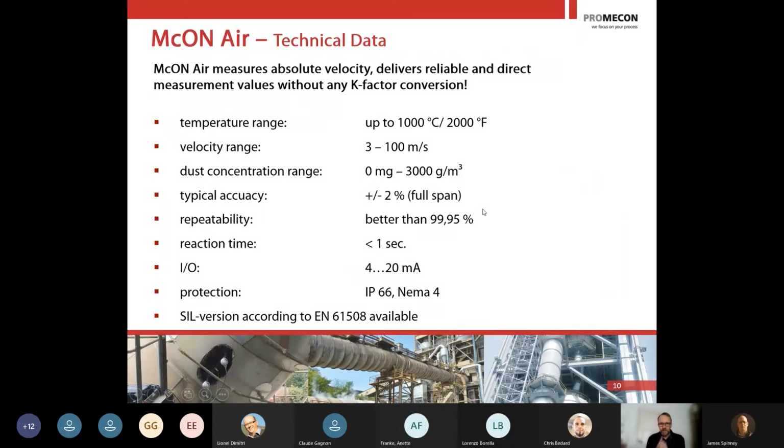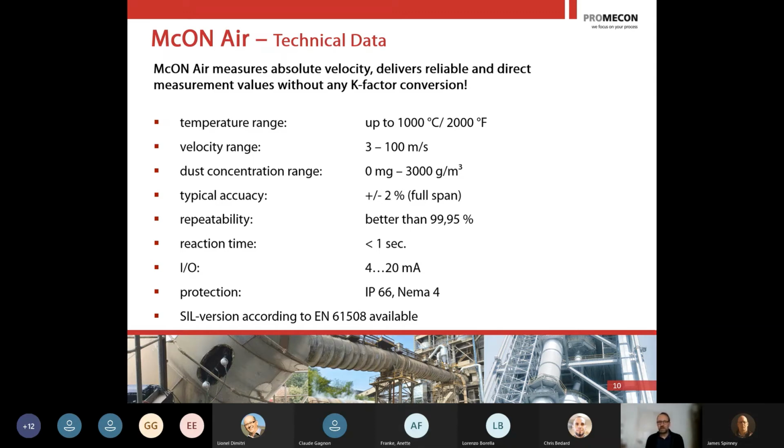The technical data for the measurement system: we have a temperature range for the probes up to 1000 degrees C. So especially for the tertiary air application, we have probes which can be applied to the hot tertiary air up to 1000 degrees C. The velocity range is between 3 and 100 meters per second, where the 100 meters per second are a bit academic because the correlation evaluation gives you, of course, the possibility to evaluate much higher flows, but it is about the flow velocities we can find in industrial applications.